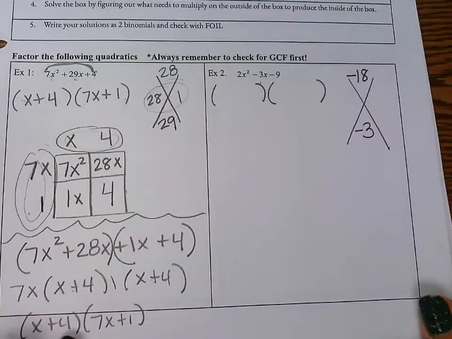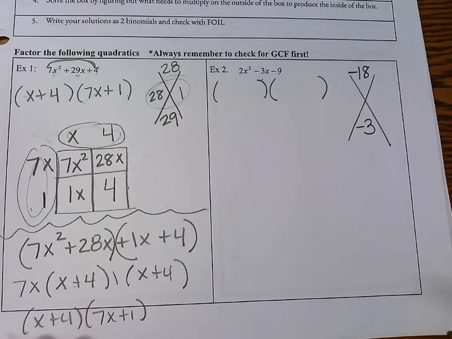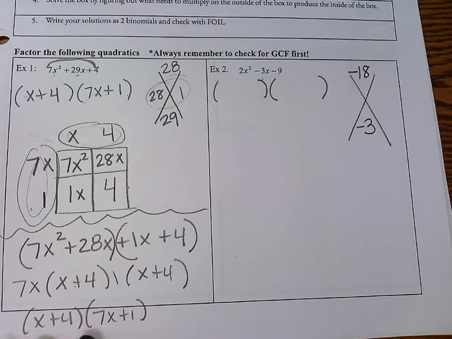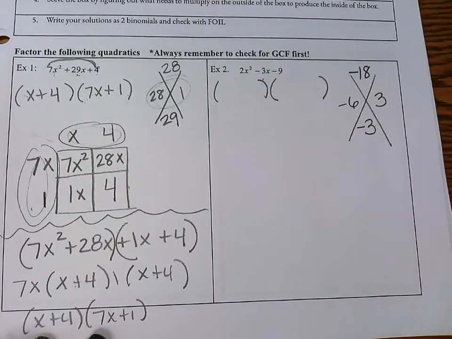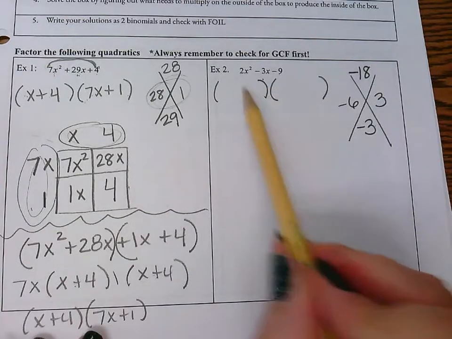This is the hardest factoring strategy. We're doing it together. What are the factors of -18 that I'd want to use? Yep, -6 and +3, because that adds to -3. Good. So I can't just write my answer. I have to go and do my box.